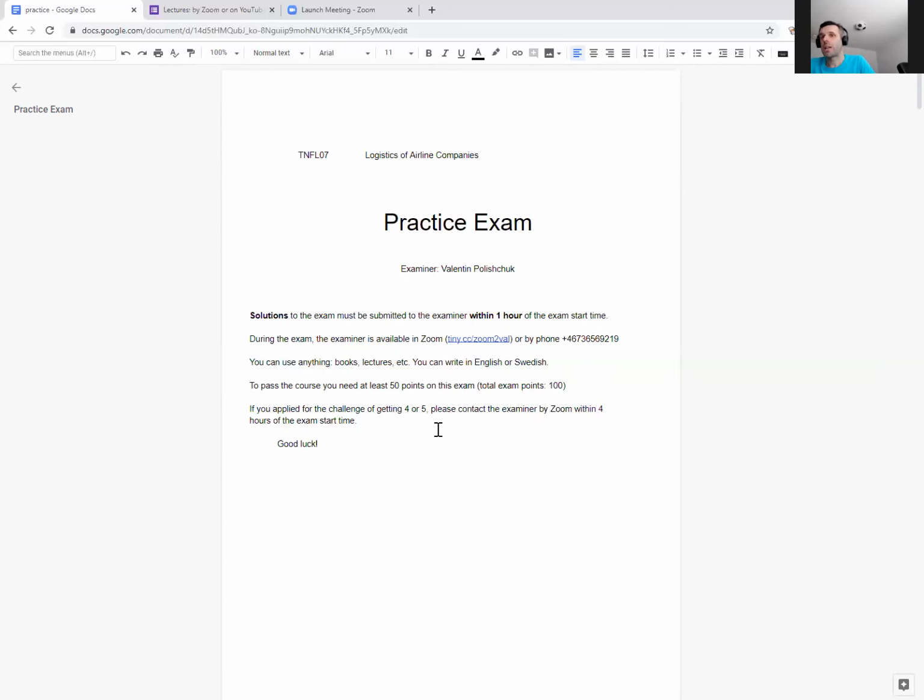So anyway, the exam will consist of 2 parts: the written part, and then, for those of you who want to get 4 or 5, the oral examination. I'm also asking you to inform me at most 1 week before the exam whether you want to challenge yourself and get a 4 or 5.